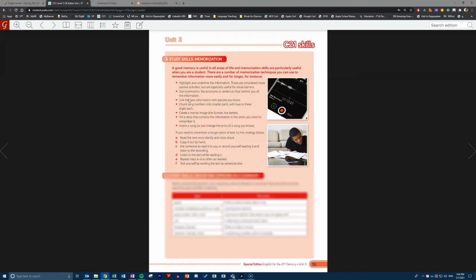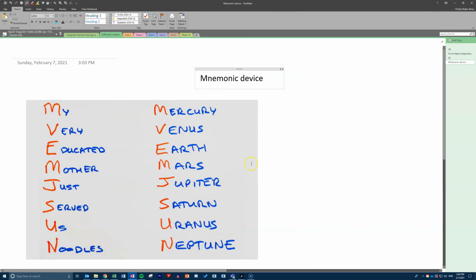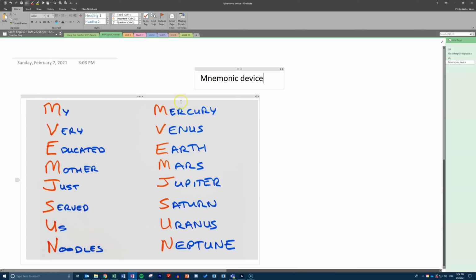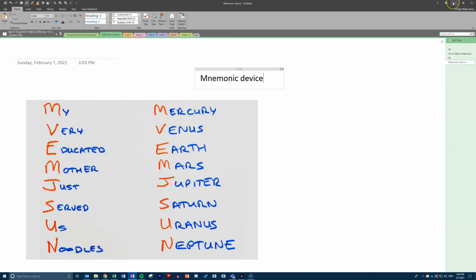Next, you can link the information with people that you know. So, if you need to remember the first planet from the sun, you think of your small friend, Matt, who is very small. So, Matt is small and makes me think of Mercury, the smallest planet and the one closest to the sun.